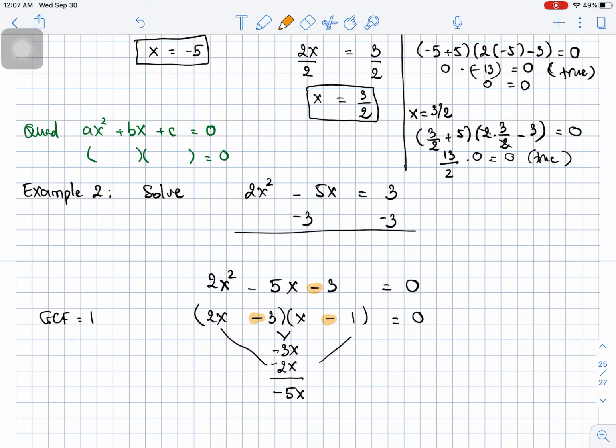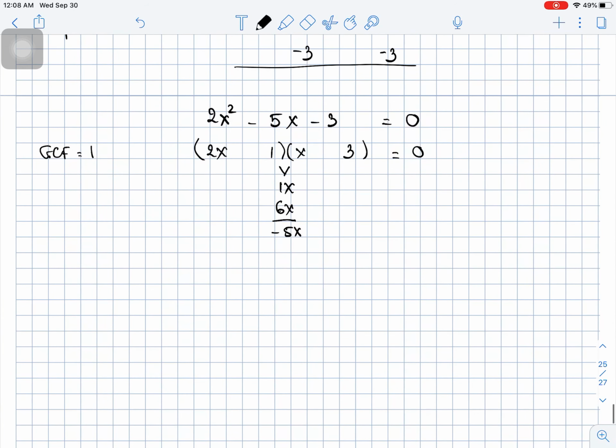In this problem, we have a situation where the -3 and the -1, but you notice that your last number has to be +3. So that means this is not right. We're going to erase this, and then we're going to switch the 3 and the 1. So we're going to put the 3 in the back and the 1 in the front.